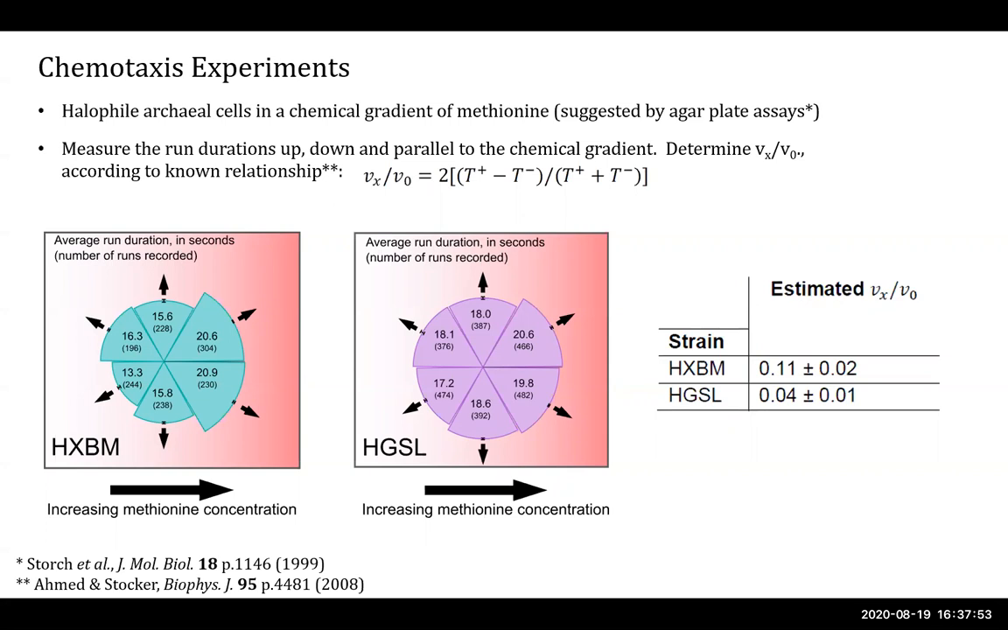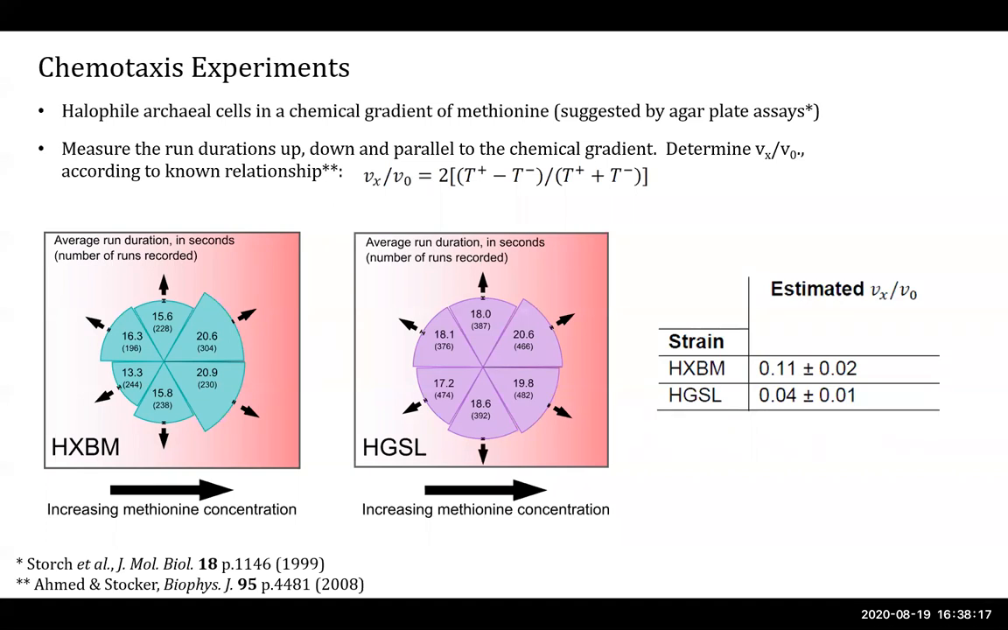So we went away and we did some experiments. To do the chemotaxis experiments, we mixed methionine into some agar and plugged one end of a sample chamber with this methionine infused agar. Why did we choose methionine? Well, some people have done some agar plate assays which have their drawbacks. You can't always state definitively that chemotaxis is going on with agar plate assays, but it's a starting point.